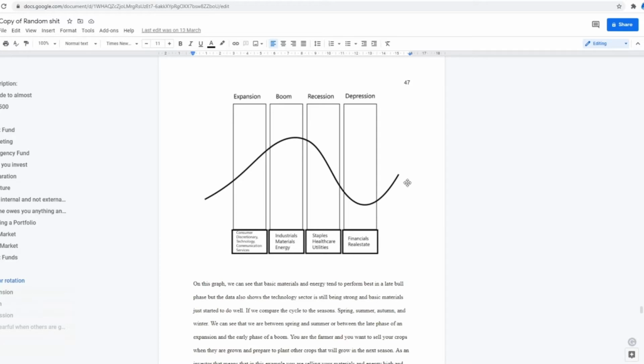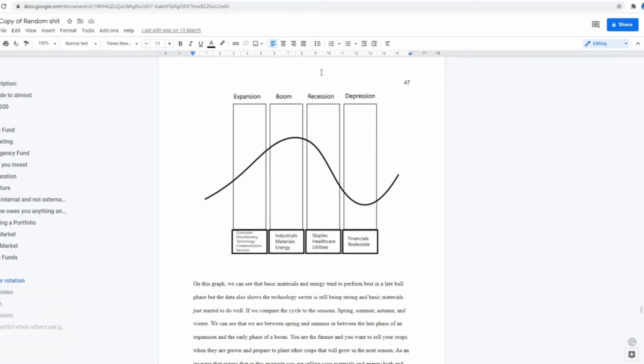And this cycle happens in about 4 to 7 years. Before 2020, we had a 10-year bull market, but it's usually about 4 to 7 years. So it's a long game. So sector rotation strategy is long-term investing.